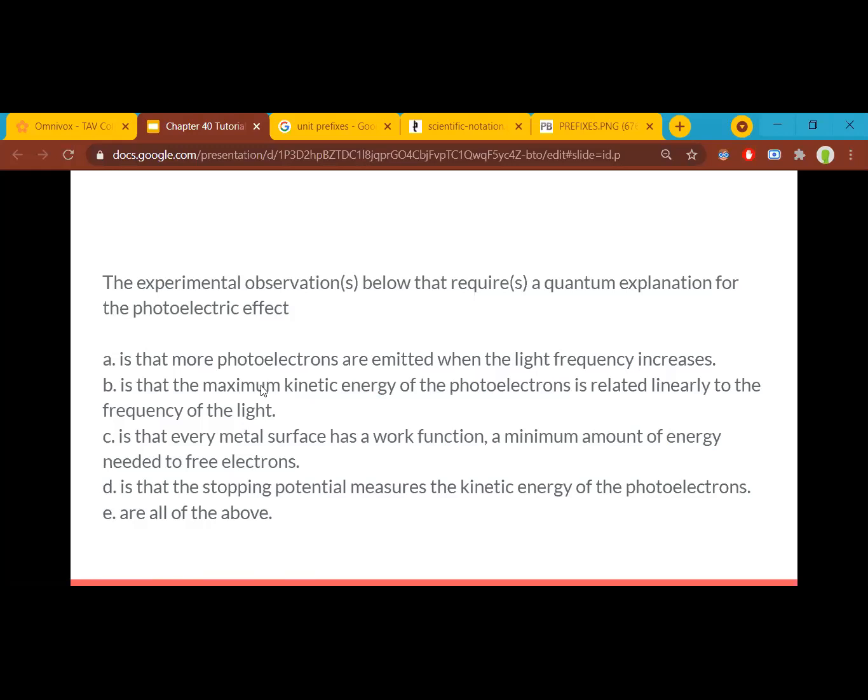Hmm. I'm realizing now that it should say on light intensity.